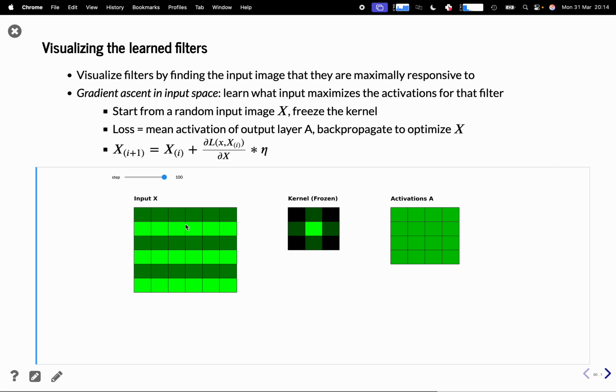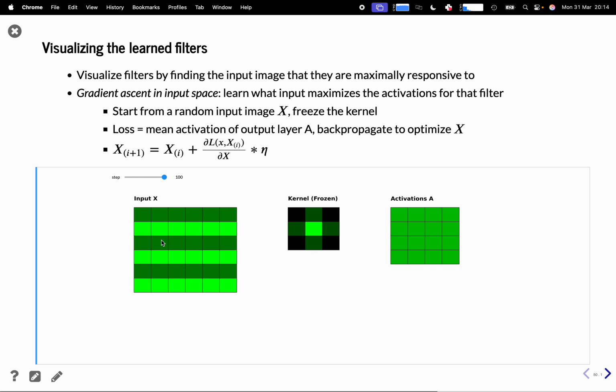right? So this is just a caricature, right? So this is not actually what will maximize this activation, but the idea here is that horizontal lines seem to make this kernel happy, so the kernel responds, the activation will be high, and that will mean that this is a kind of input that the kernel responds to. So that's a kind of pattern that the kernel is looking for.